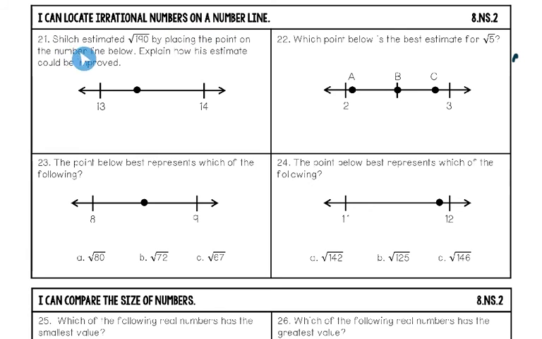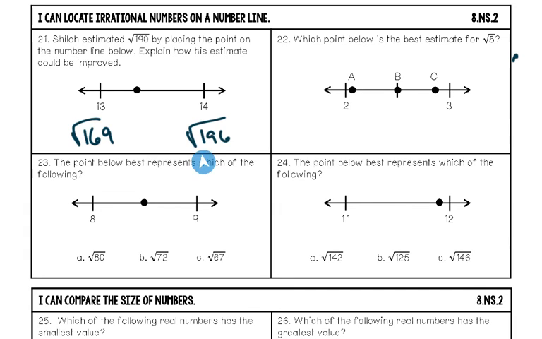So for number 21, Shiloh estimated that the square root of 190 was here because she placed a point on the number line below. How could that estimate be improved? So how can we make this estimate better? So let's look at what 13 is as a square root. 13 times 13 is 169. Let's look at what 14 times 14 is. Just quickly on the calculator, I typed in 14 times 14, and I got 196.